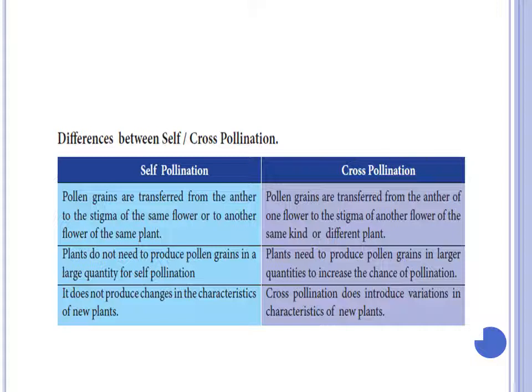Pollen grains are transferred from the anther to the stigma of the same flower or to another flower of the same plant. Pollen grains are transferred from the anther of one flower to the stigma of another flower of the same kind or different plant. Plants do not need to produce pollen grains in a large quantity for self-pollination. Plants need to produce pollen grains in larger quantities to increase the chance of pollination. It does not produce changes in the characteristics of new plants. Cross-pollination does introduce variation in characteristics of new plants.